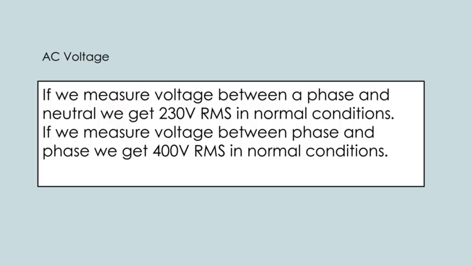Under normal conditions, if we measure voltage between a phase and neutral, we'll get 230 volts RMS. And if we measure voltage between phase and phase, we'll get 400 volts RMS in normal conditions.